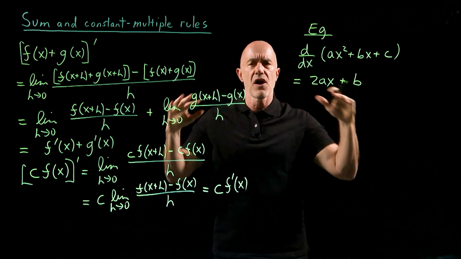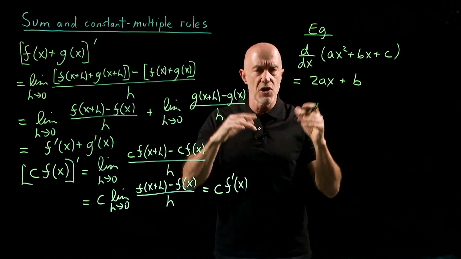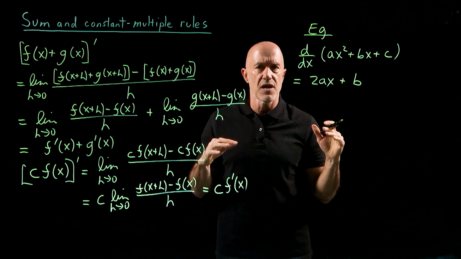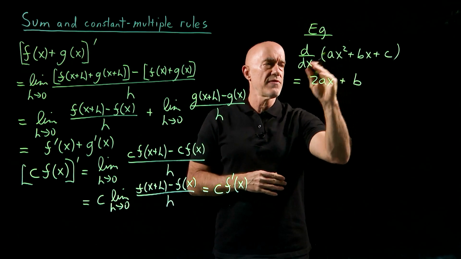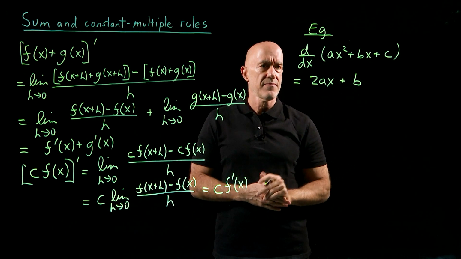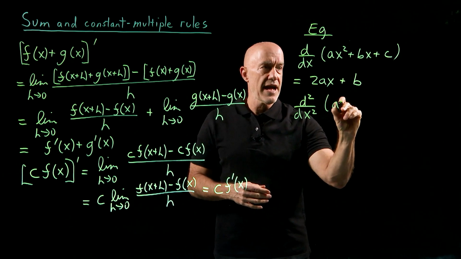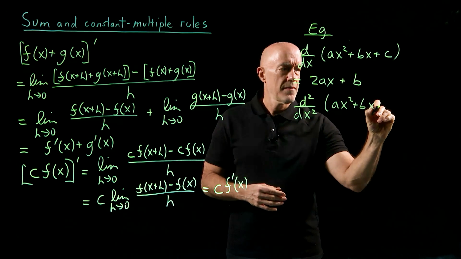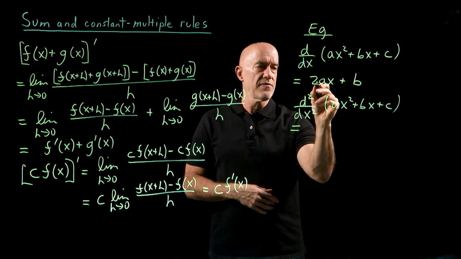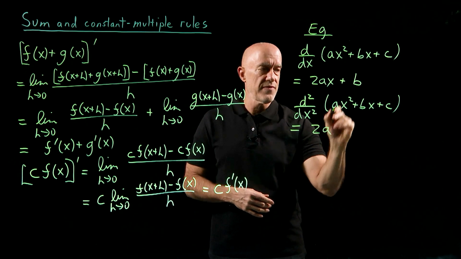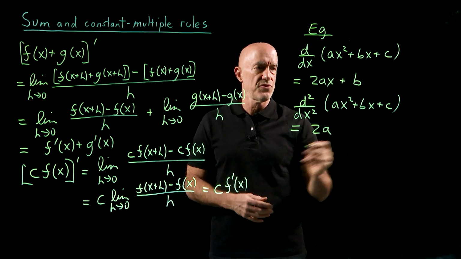A constant is just a horizontal line, and the slope of the tangent line to a horizontal line is just 0. Okay, so we have the derivative of a quadratic is a linear function. The second derivative then of the quadratic is the derivative of the derivative. So the derivative of 2ax is 2a. The derivative of b is 0. So the second derivative of the quadratic is just 2a.